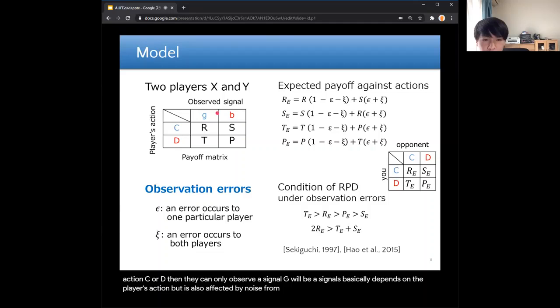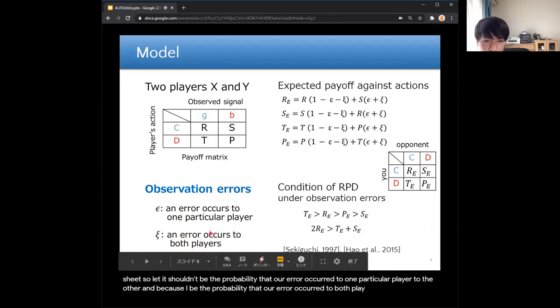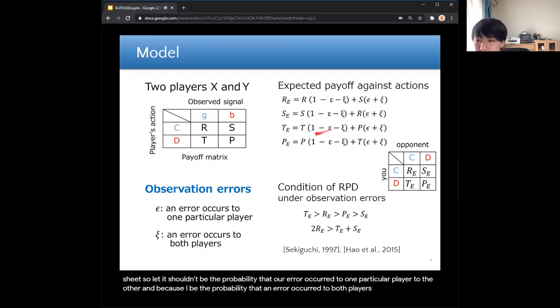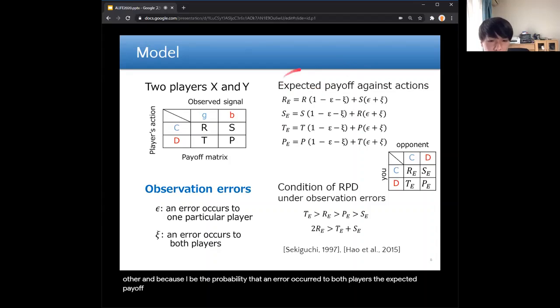For example, a player observes G when the other player chooses action C. However, when an error occurs, a player observes B, although the other player chooses action C. So, let epsilon be the probability that an error occurs to one particular player, not to the other, and xi be the probability that an error occurs to both players. The expected payoffs against action are denoted by RE, SE, T, and PE. We assume these conditions of the RPD game.